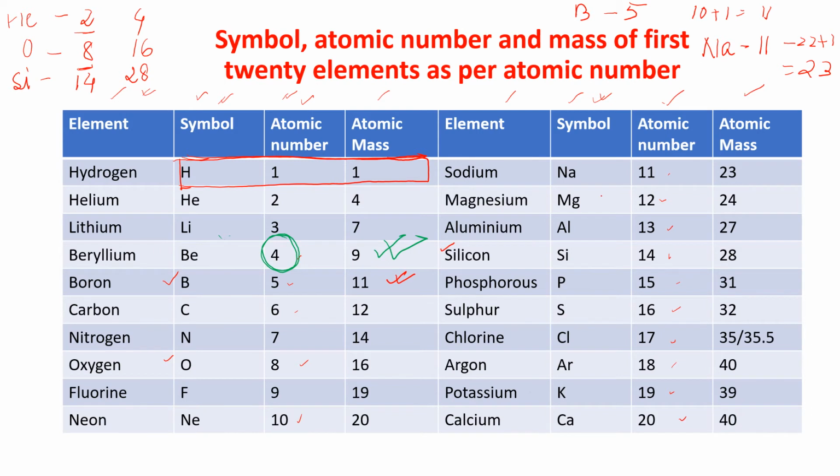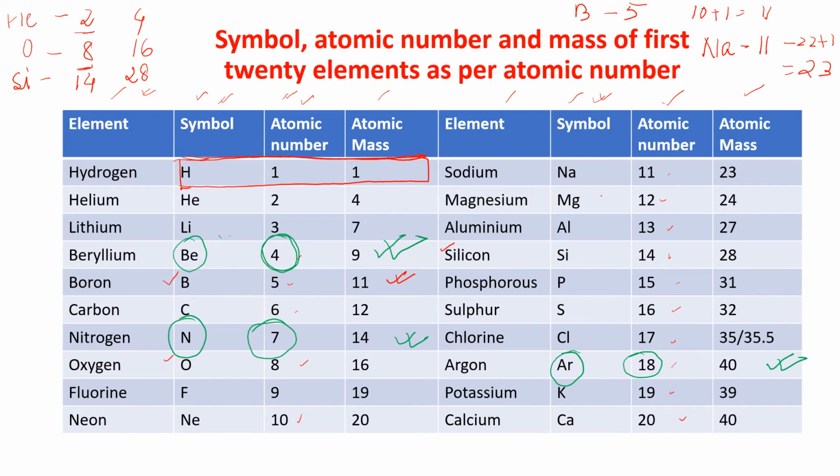Another exception is nitrogen. Nitrogen is an odd number, 7 is the odd number. So its atomic mass should be 14 plus 1, it should be 15, but see, it is only 14. So this is another exception. The third exception is argon. It has atomic number 18, so it is an even number, so it should be 36, but its atomic mass is 40. So argon is one exception, nitrogen is another exception, and beryllium is one more exception.